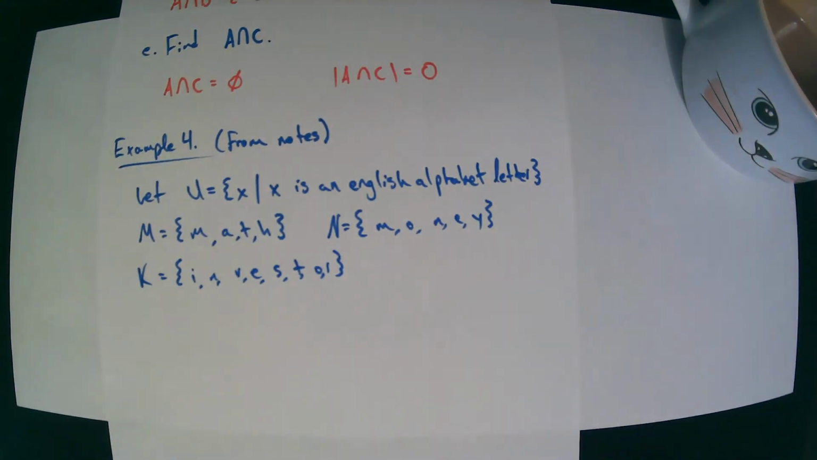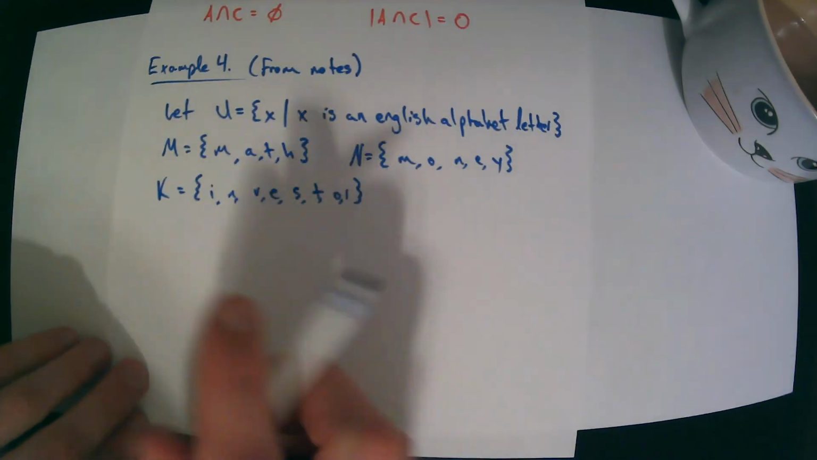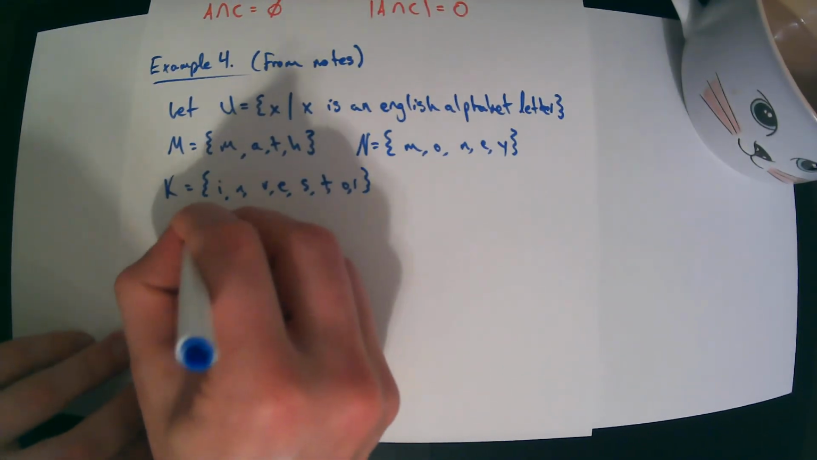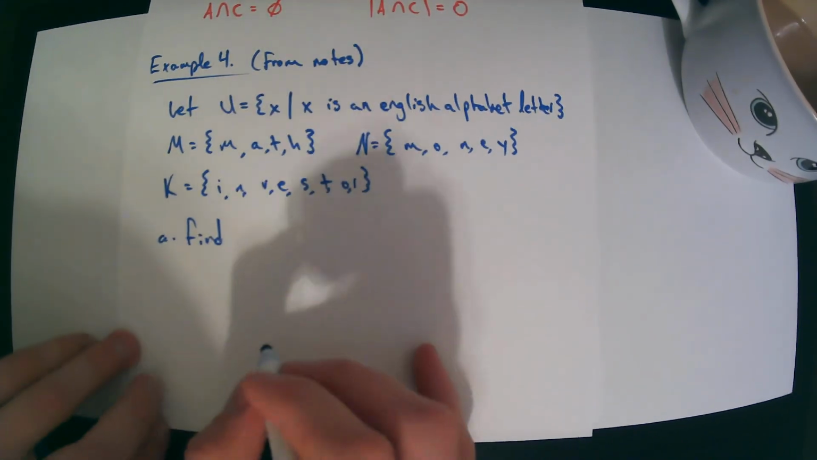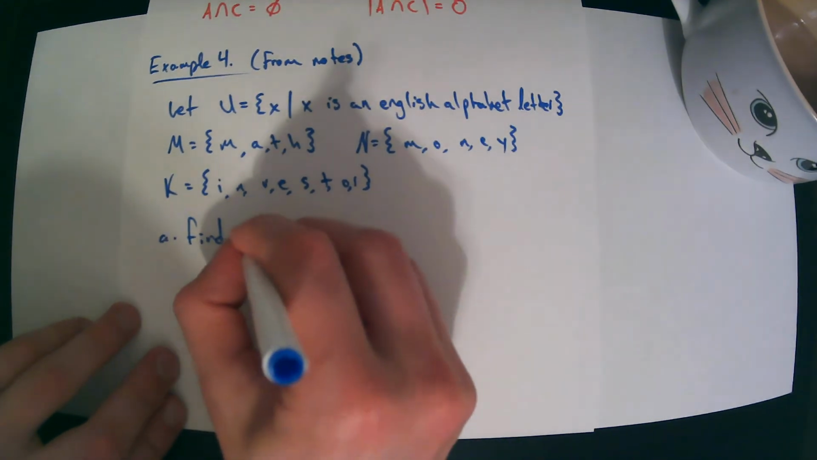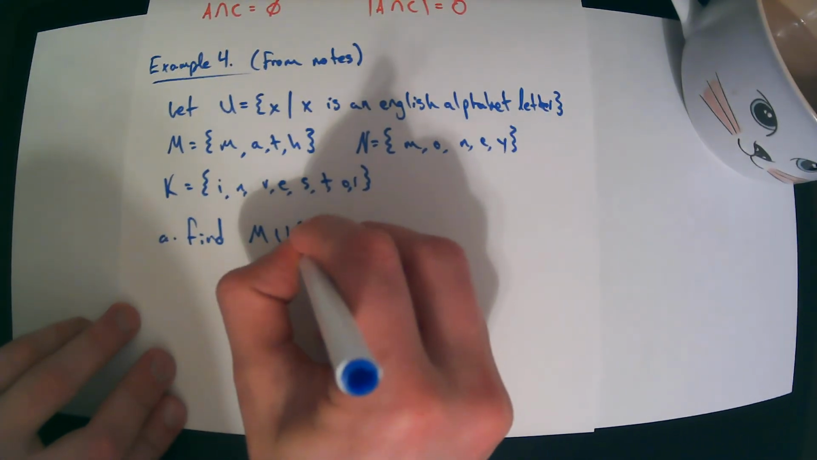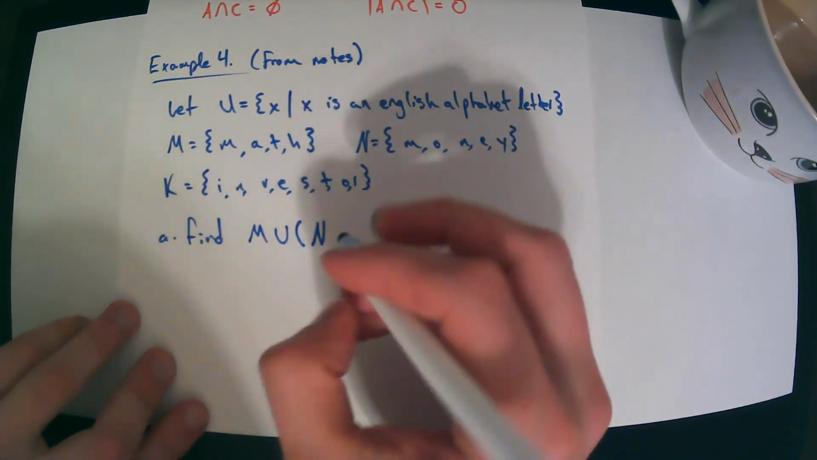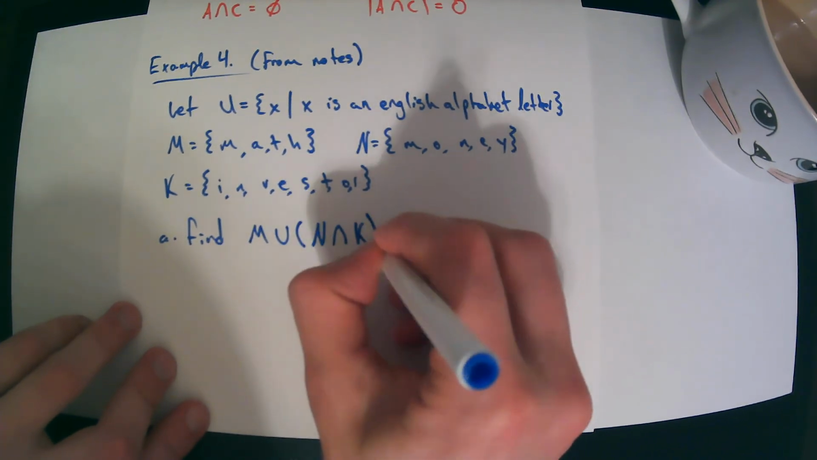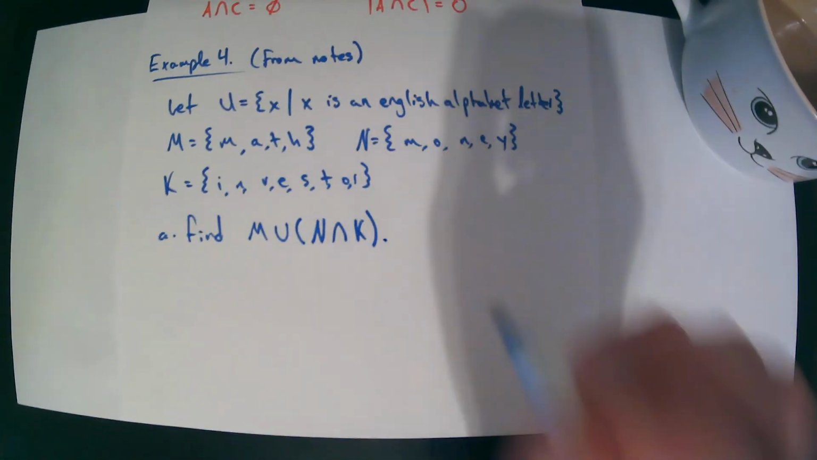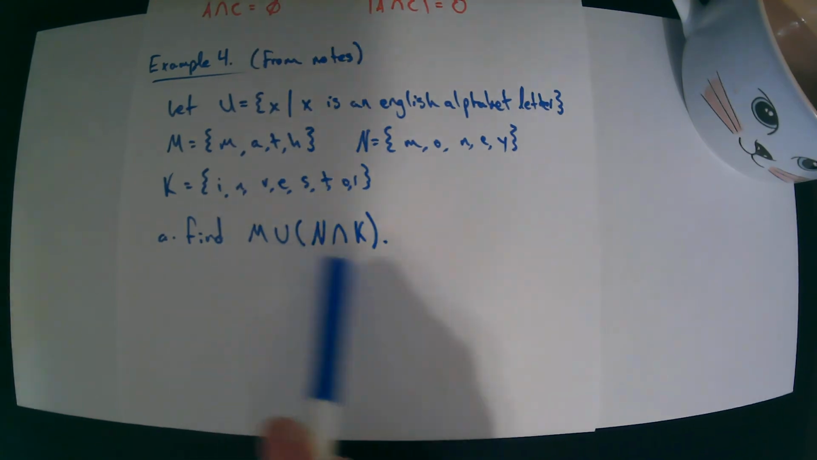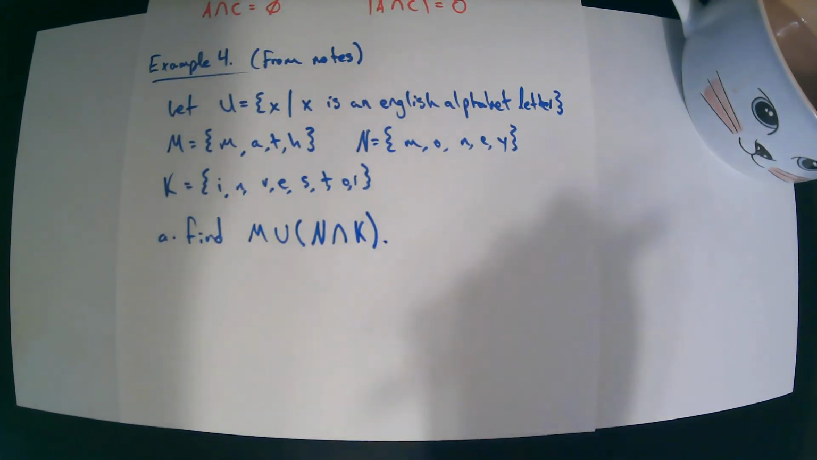Okay. Part A says to find, and now we get some interesting questions. M union parentheses N intersect K. Now, you know how grouping symbols work with addition and subtraction.